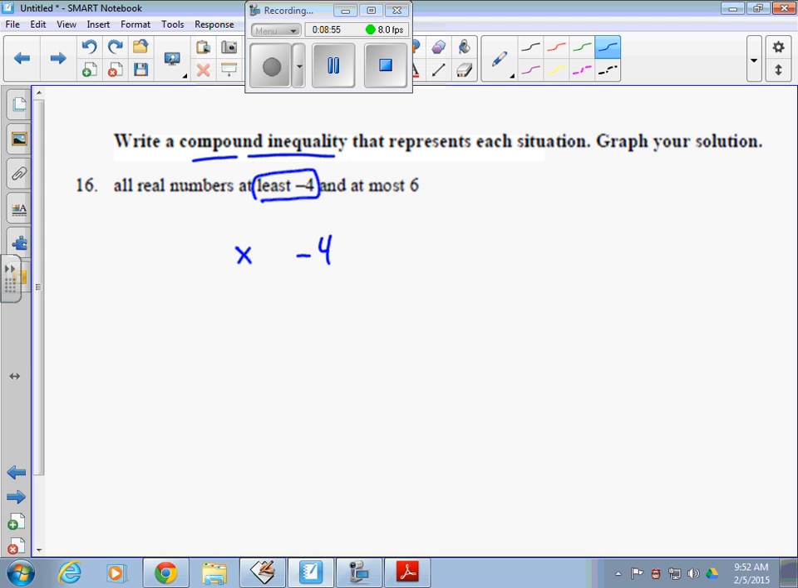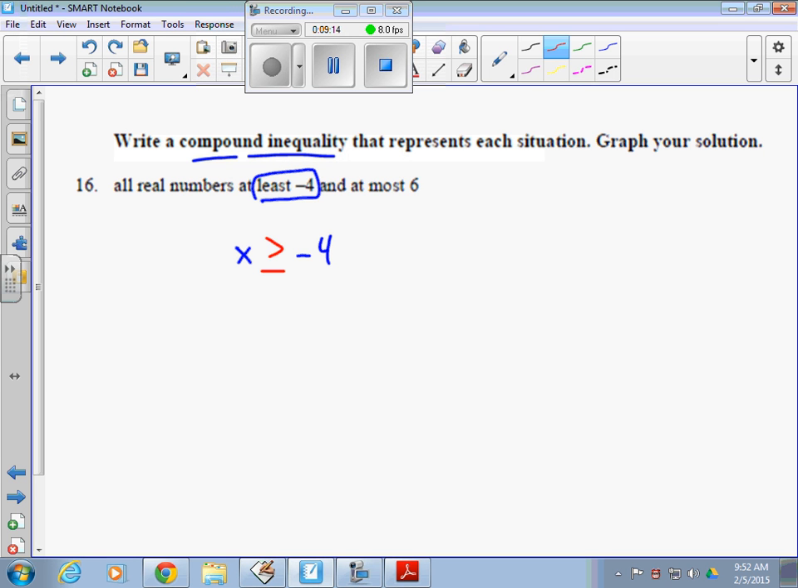We did the one with the typing a little while ago. The number was at least 55 words a minute or 65 words a minute or whatever it was. At least means it's going to be bigger than or equal to negative 4. So x has to be bigger than, the big mouth has to eat the big number x.